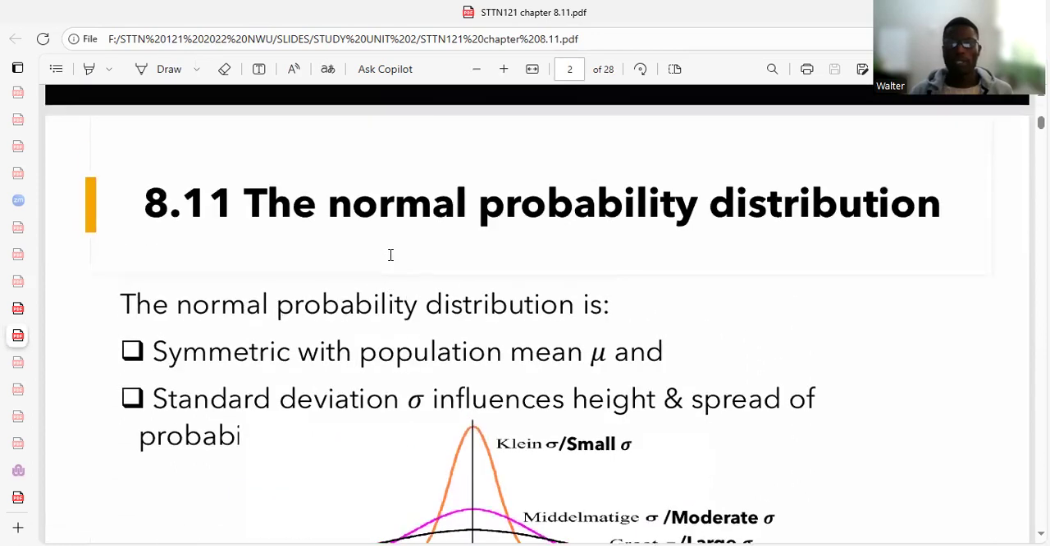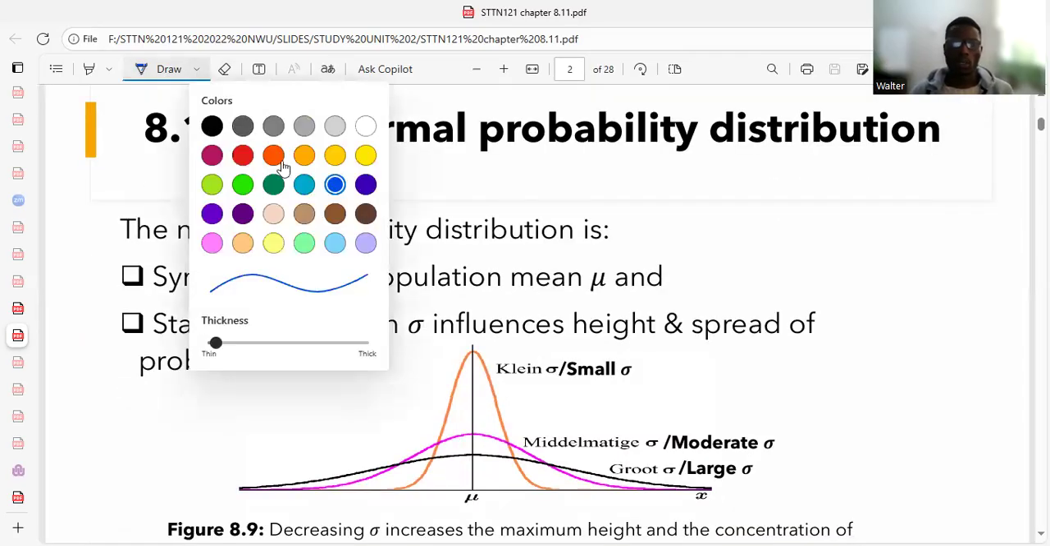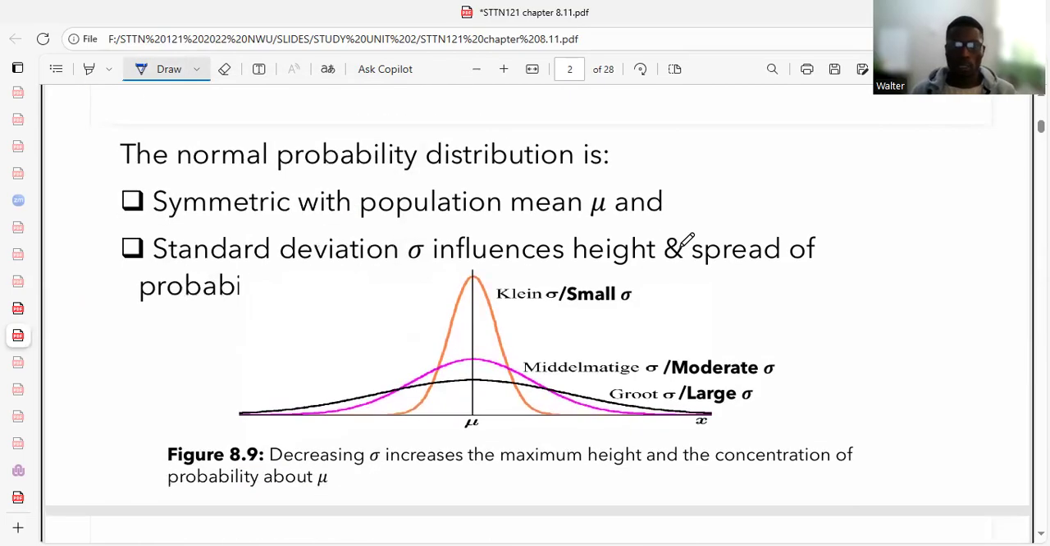Okay, then 8.11. Now we are under the normal probability distribution. Normal probability distribution. Okay, let's check.